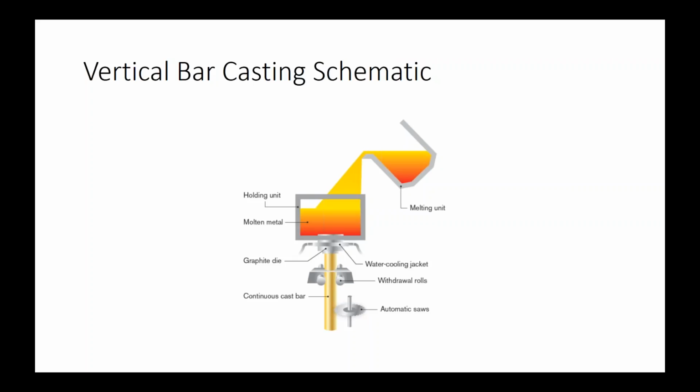Again, you have a water cooling jacket. In this case, the bar is coming out the bottom. You can see that this has automatic saws. After it reaches a certain length, it'll be cut to length and then taken away to a packing facility or a subsequent processing area. And the die dictates the shape of the product. It could be a solid bar, a fluted bar, a square bar, a hexagonal bar, a hexagonal tube, etc. The die dictates all that.